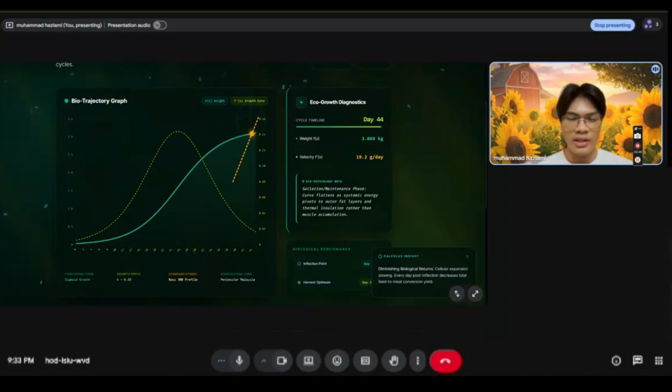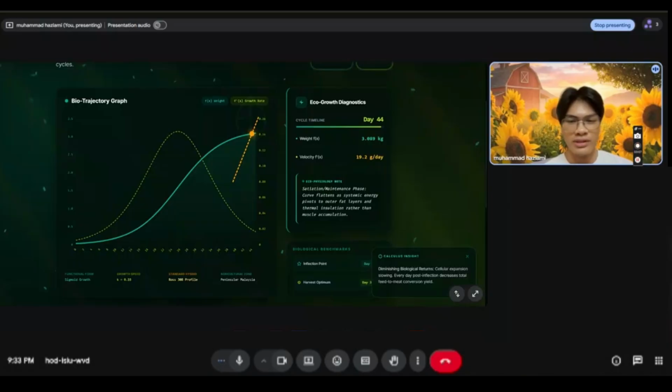This would make the application more realistic, more interactive, and more relevant to modern smart farming systems. It would also strengthen the connection between bioscience, mathematics, and precision agriculture technology. In conclusion, we can better understand poultry growth patterns and improve farm management decisions scientifically.